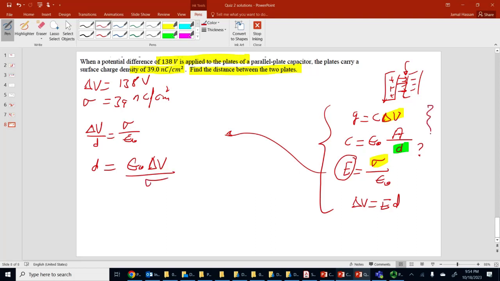So it looks like we didn't need the first 2 equations, but I didn't know the solution first, so I have to put all the equations in front of us. So we don't need actually the first 2, because E is sigma divided by epsilon naught, and delta V is equal to ED. E is equal to this. Okay. We have epsilon naught, we have delta V, we have sigma, so that was cool.